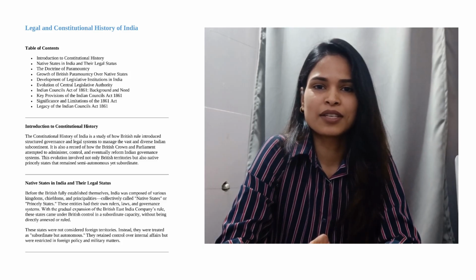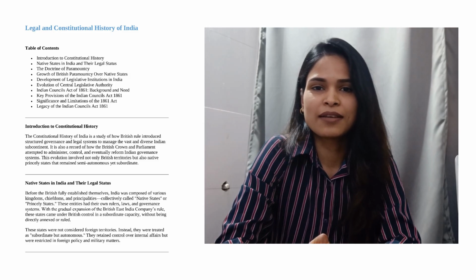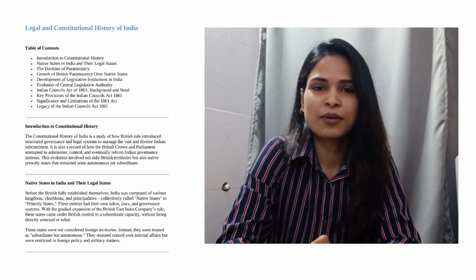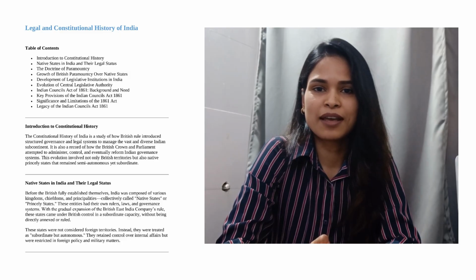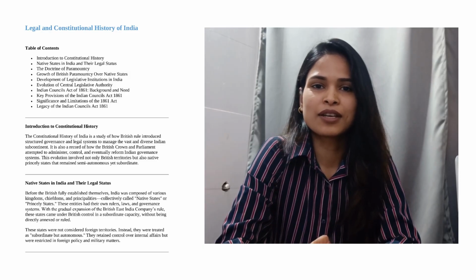Before the British fully established themselves, India was composed of various kingdoms, chiefdoms, and principalities, collectively called native states or princely states. These entities had their own rulers, laws, and governance systems. With the gradual expansion of the British East India Company's rule, these states came under British control in a subordinate capacity without being directly annexed or ruled. These states were not considered foreign territories. Instead, they were treated as subordinate but autonomous.